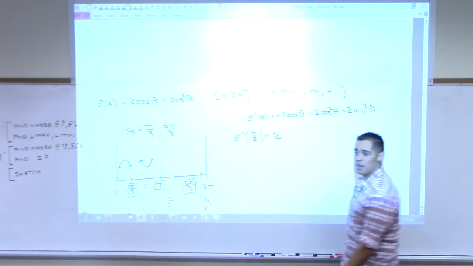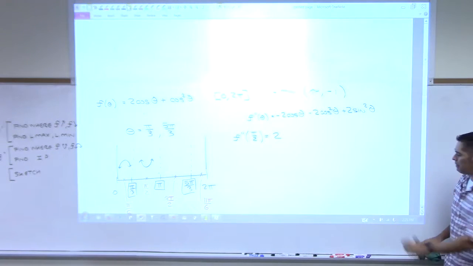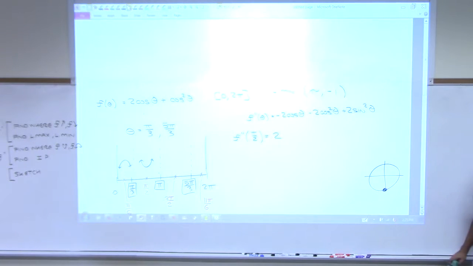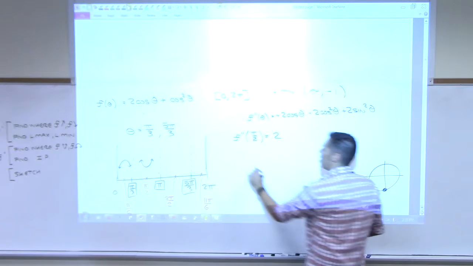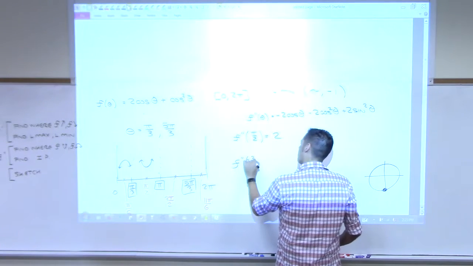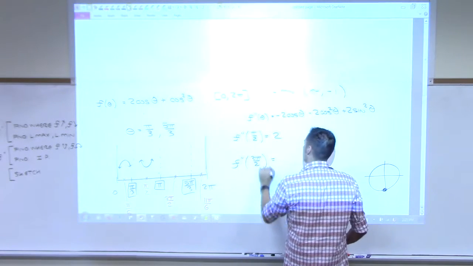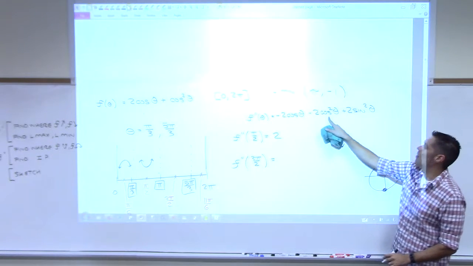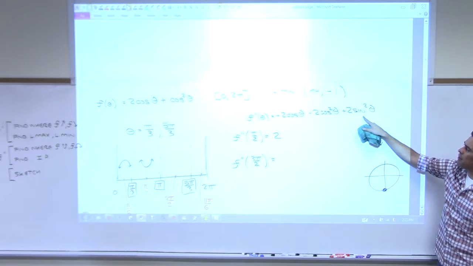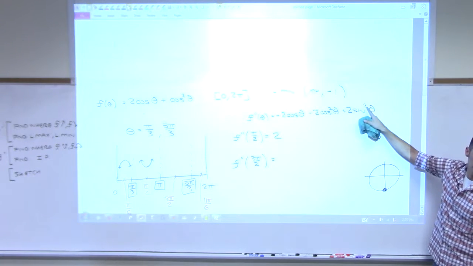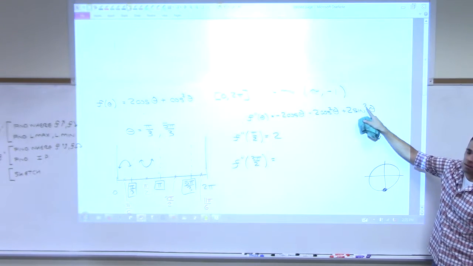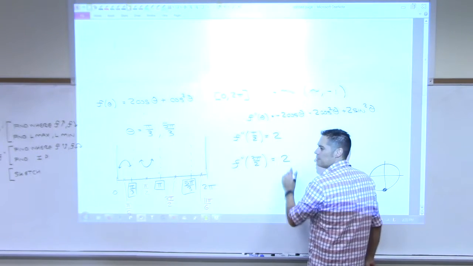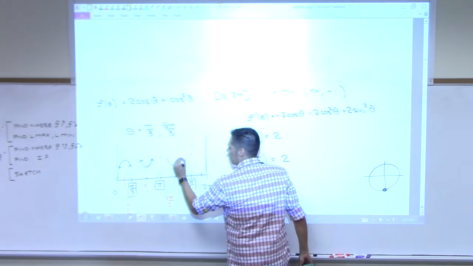3 pi over 2 is another nice one, isn't it? Because that's down here. So at 3 pi over 2, you get, let's see, cosine of 3 pi over 2, 0. Sine of 3 pi over 2, -1, but square it. 1 times 2. Get 2 again. Ah, it stayed positive, didn't it? Tricky, tricky.